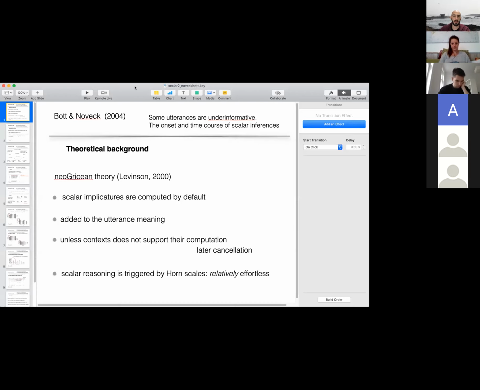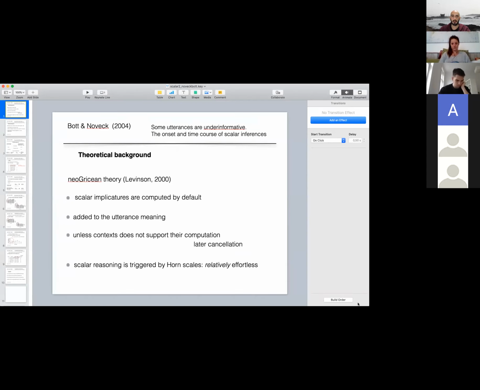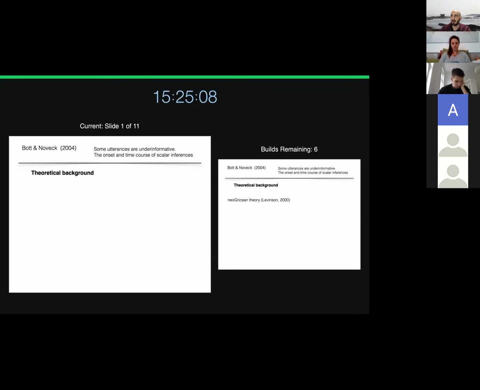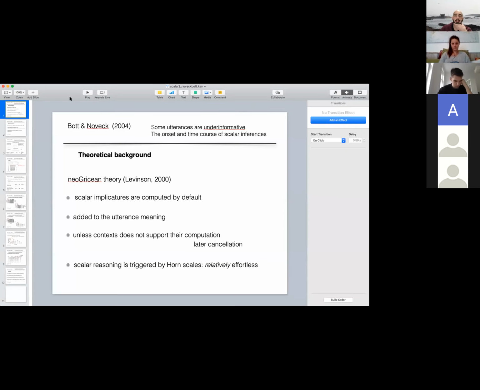So in the last 20 minutes of today's class, I will tell you something about a famous experiment that was done some 16 years ago by Lewis Bott and Ira Noveck. The title of this paper is "Some Utterances Are Underinformative: The Onset and Time Course of Scalar Inferences," okay? And it was probably the first processing experiment on scalar implicature.